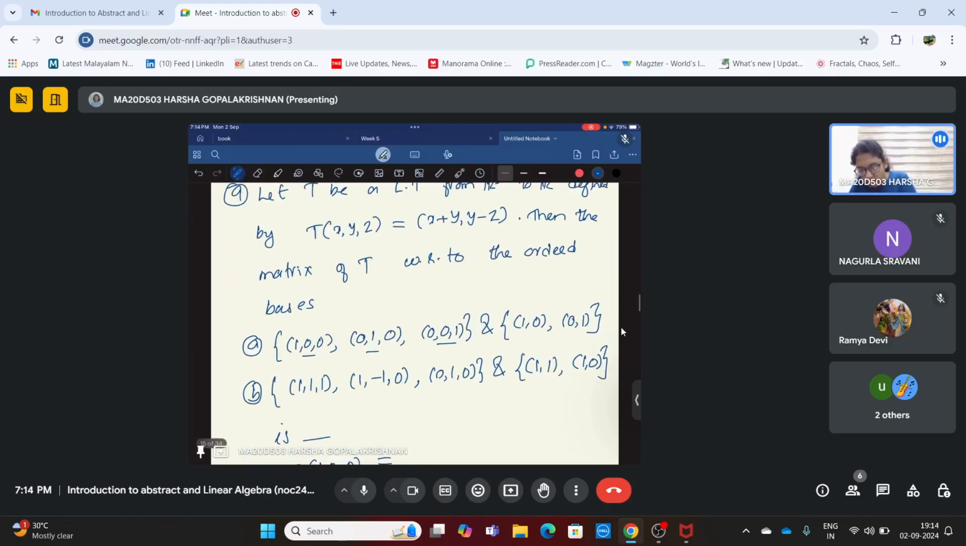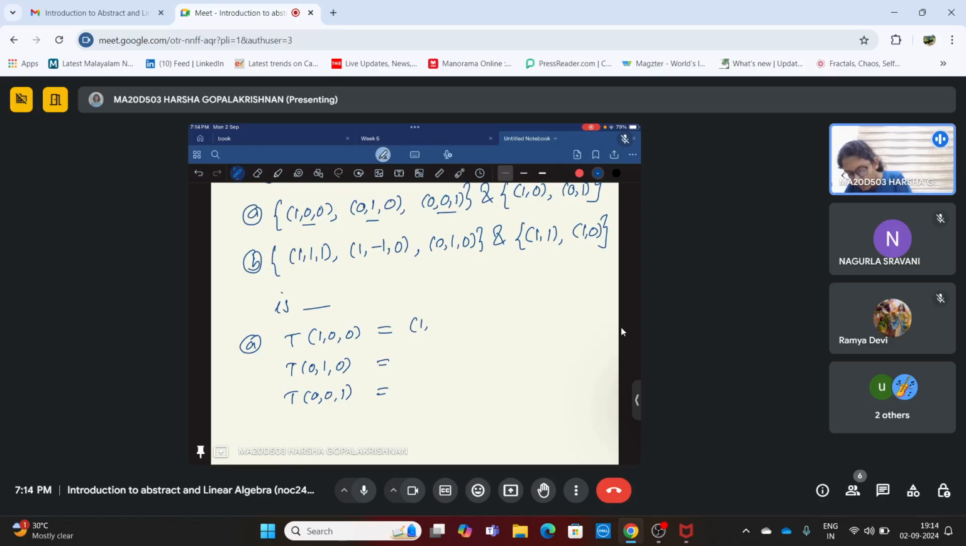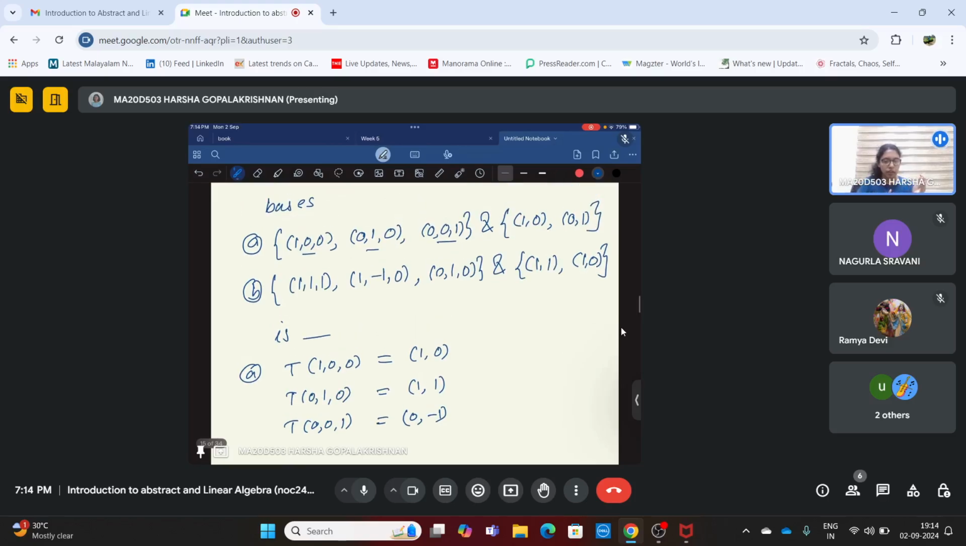Now, under the function, each goes to x plus y, y minus z evaluated at that element. So, we got these three values. Now, what will we write? We will go to the second basis. We mapped a basis element of R3 to R2. Whatever R2 elements we got, we will write in terms of a linear combination of the given basis 1, 0 and 0, 1.